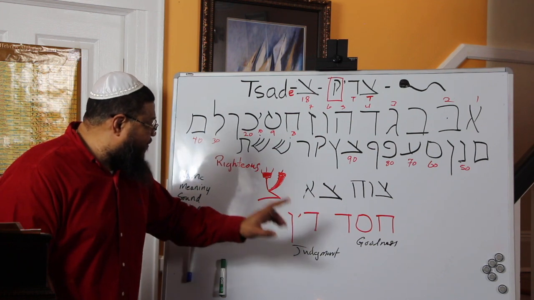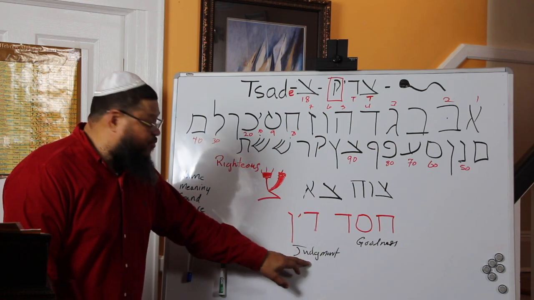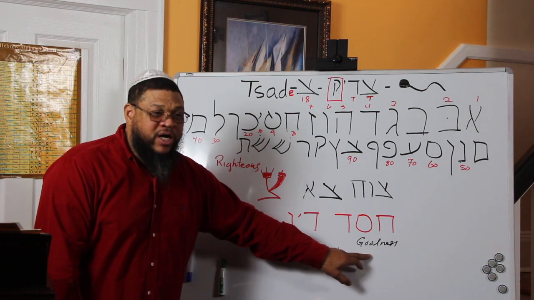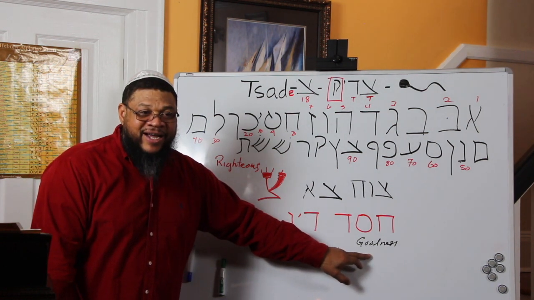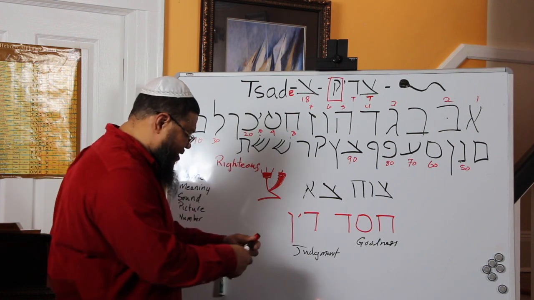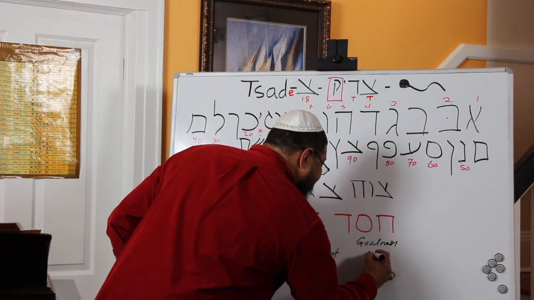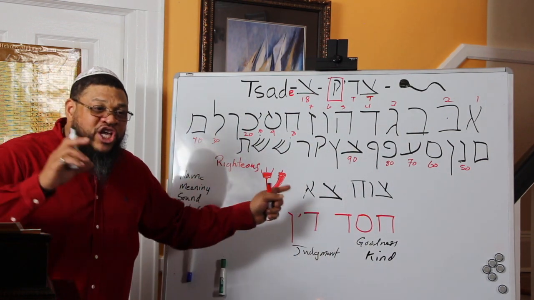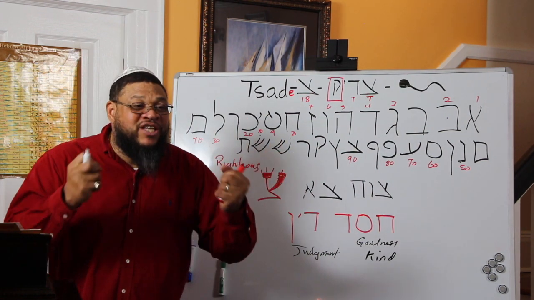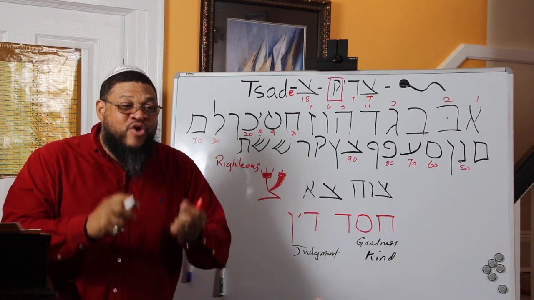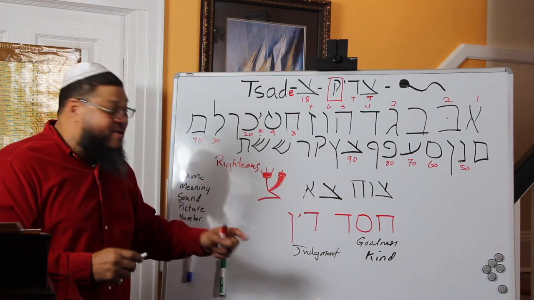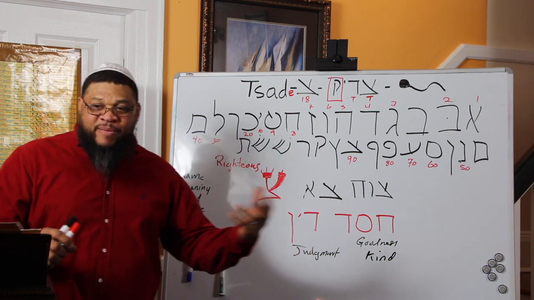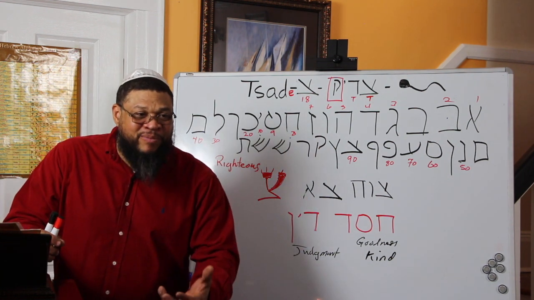Because in order for you to be a righteous man, you must have what? Good judgment. Good? And you must be what? Kind and generous. Right? You must be kind and generous. So now these two must merge. They must come together in order for us to live a righteous life. So we're seeing that righteousness was ascribed unto Abraham and certain men in scripture.